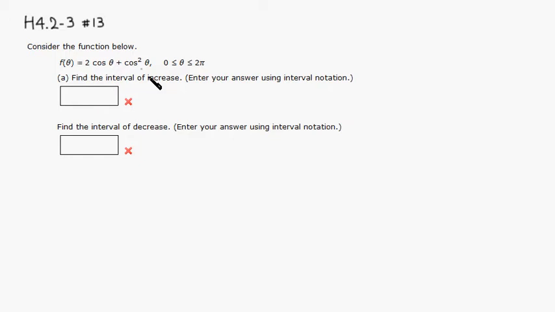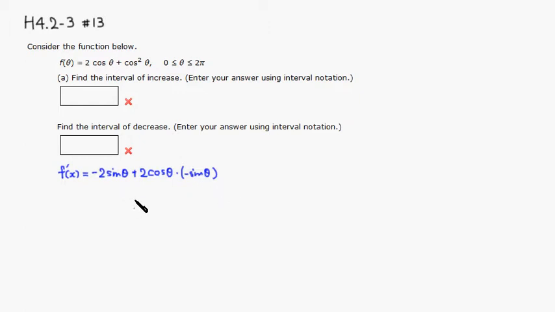So we need to find the derivative, so go ahead and take the derivative. f prime of theta is going to be equal to, the derivative of 2 cosine theta is negative 2 sine theta. Then the derivative of cosine squared: it's going to be 2 in front, and keep the cosine of theta, then multiply by the derivative of cosine, that'll be negative sine of theta.